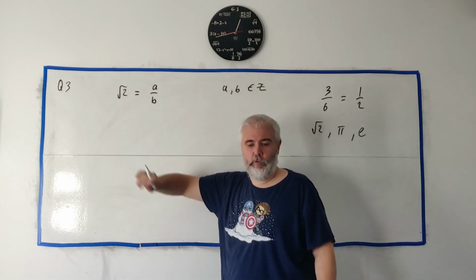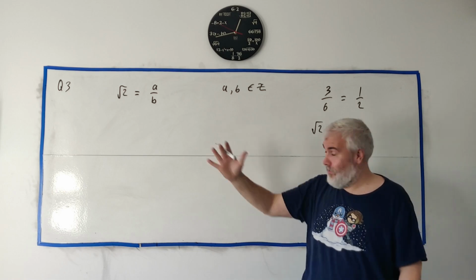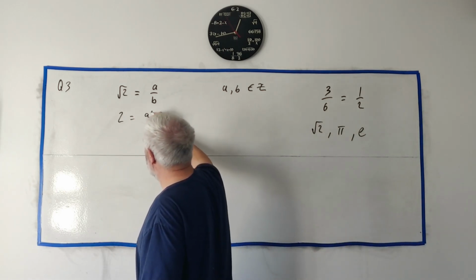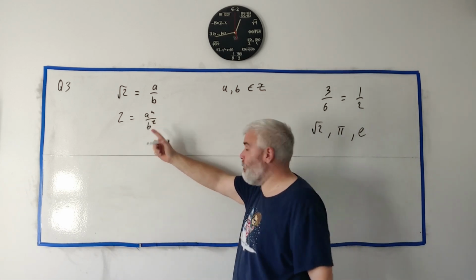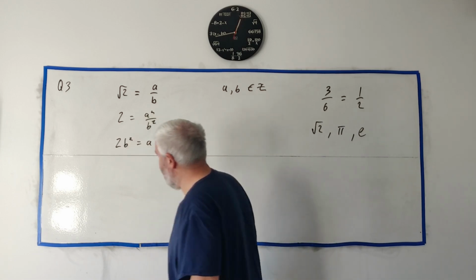When we have a square root, the most common thing to do is just square both sides, and no different here. We're going to square both sides. We get 2 is equal to a squared over b squared. Let's multiply both sides by b squared. We'll get 2b squared is equal to a squared.